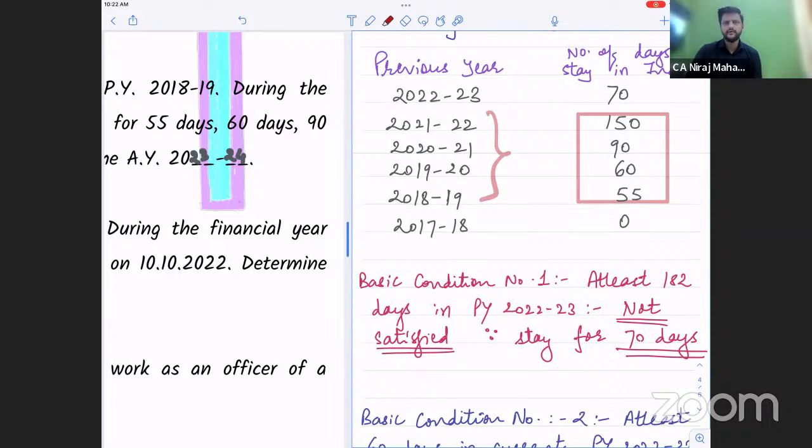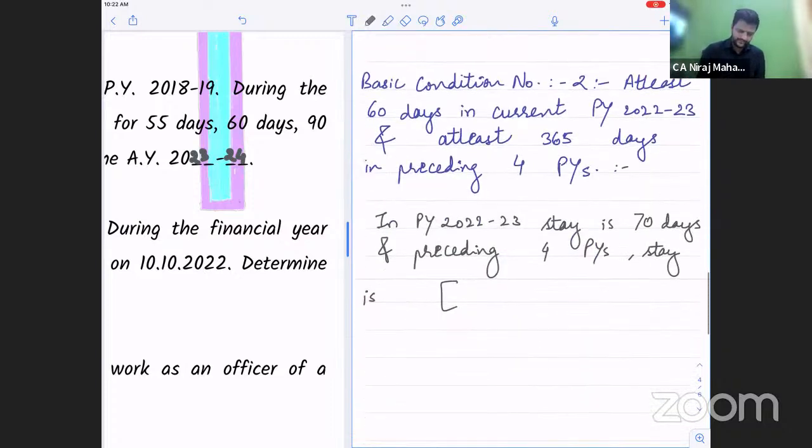Are you getting my point? Leave the current year, obviously, out of it. Current year is completely different. We have taken that already. Last 4 years I want. So write down 150 plus 90 plus, give that calculation. 150 plus 90 plus 60, no? Plus 55 is how much? 355. So writing 355 days.